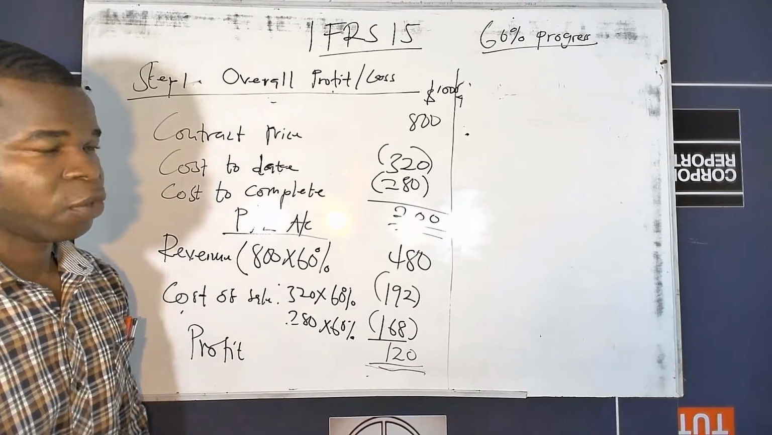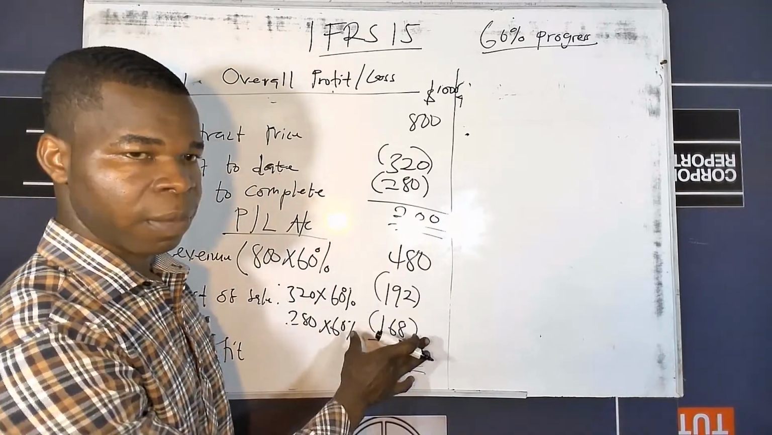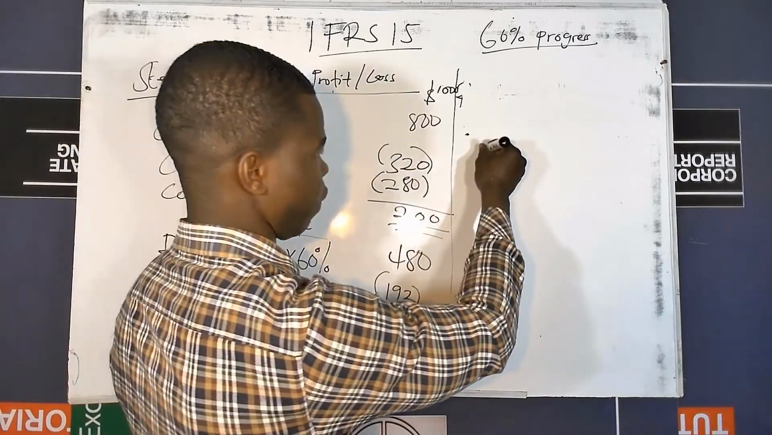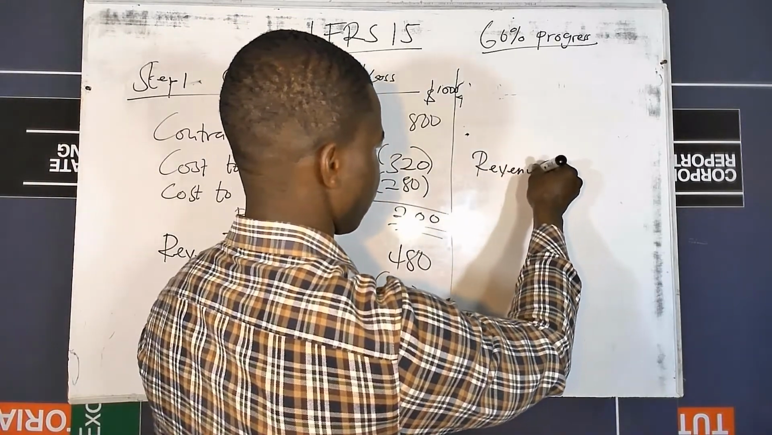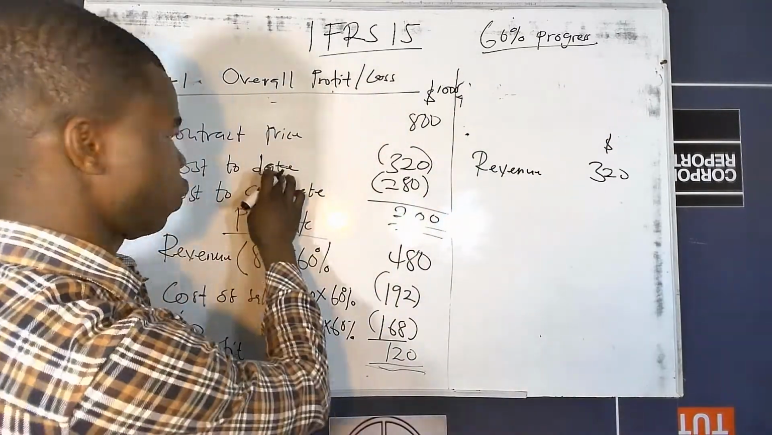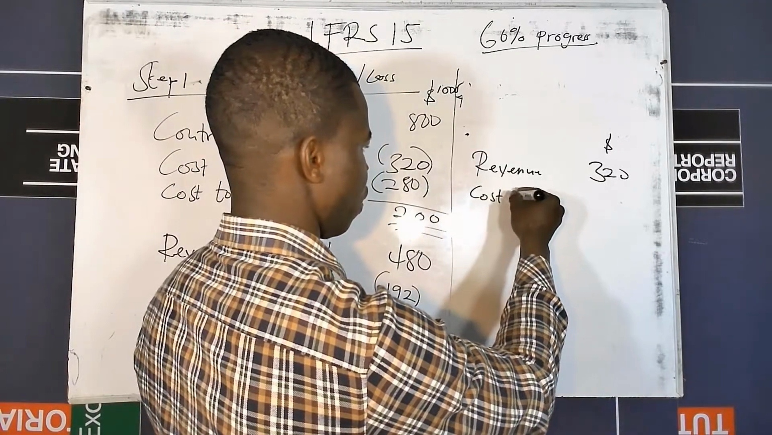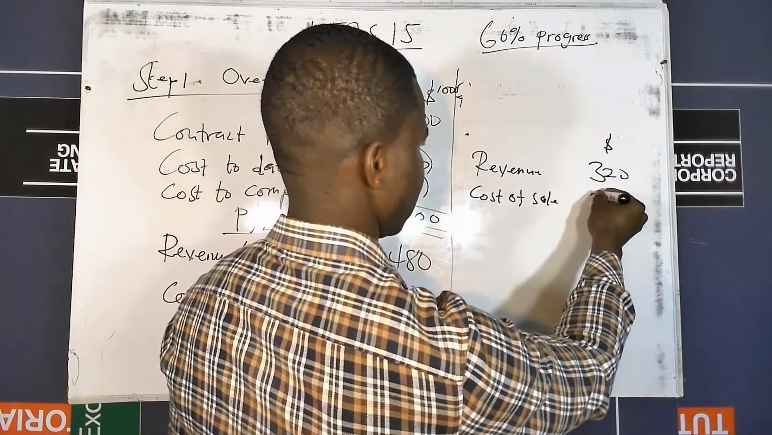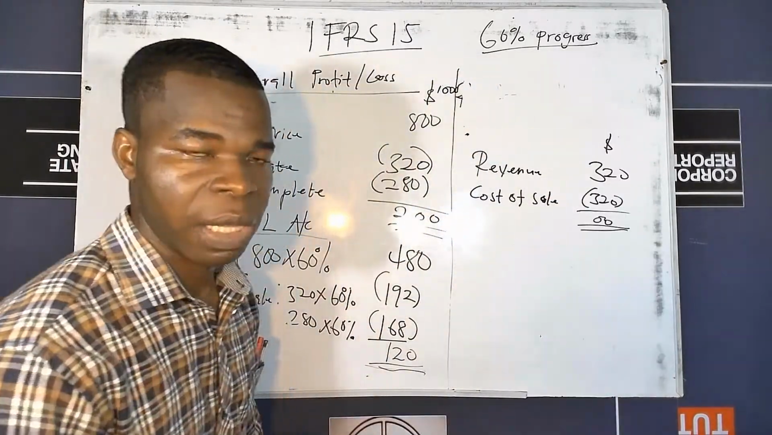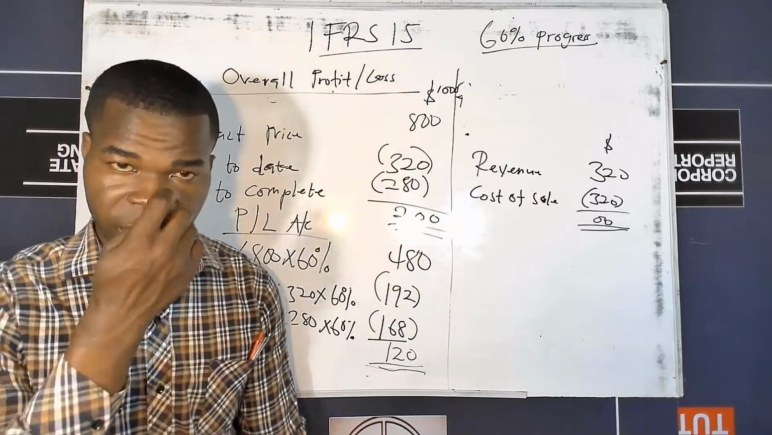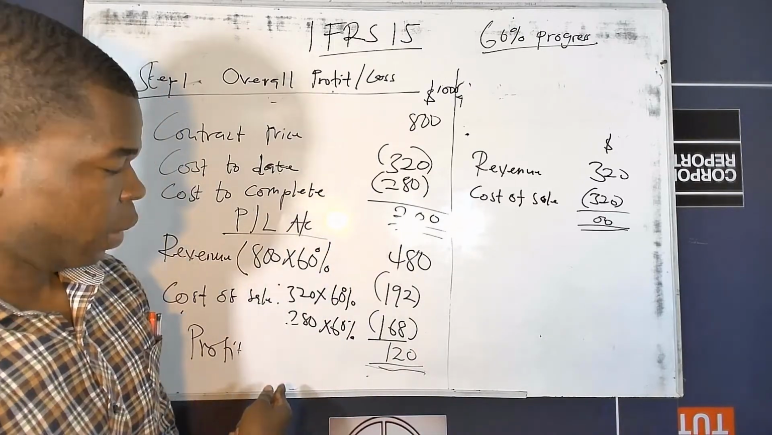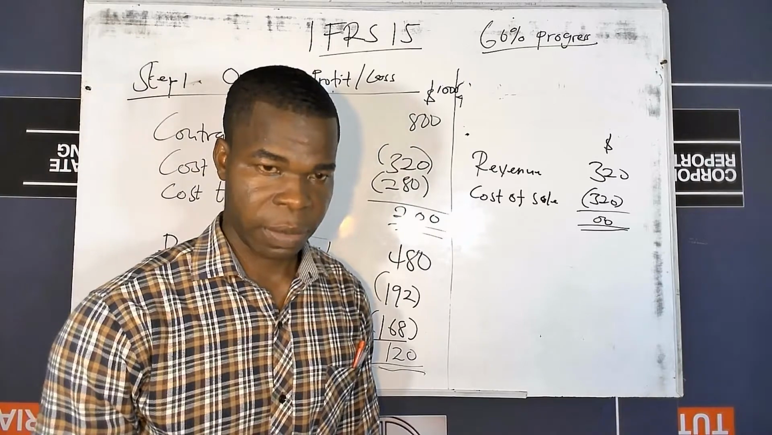Now the question is saying that assuming we don't have reliable information to determine all this, what will be our profit in this case? In this case, the cost to date is going to be your revenue, and then your cost of sale is going to be the same figure, which is the 320. So the difference will always be zero. You don't get any loss, you don't get any profit as well. So you break even anytime there is no information for us to determine our revenue and our cost of sale. So this is very simple.